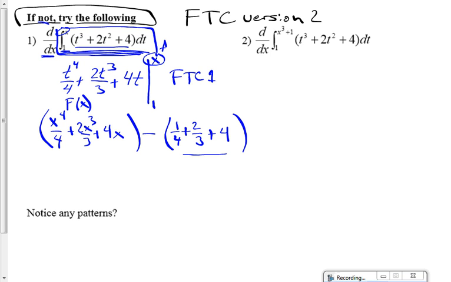Its common denominator would be 12, so this would be 3 over 12. This would be 8 over 12. And this would be 48 over 12. So 59 over 12. x to the fourth over 4 plus 2x cubed over 3 plus 4x minus 59 over 12. What have we done so far? What does what I've written here in blue represent now? What can I do with it?